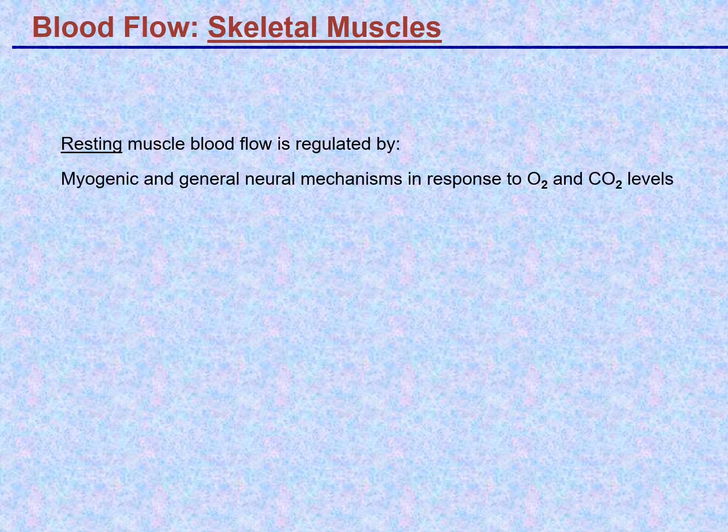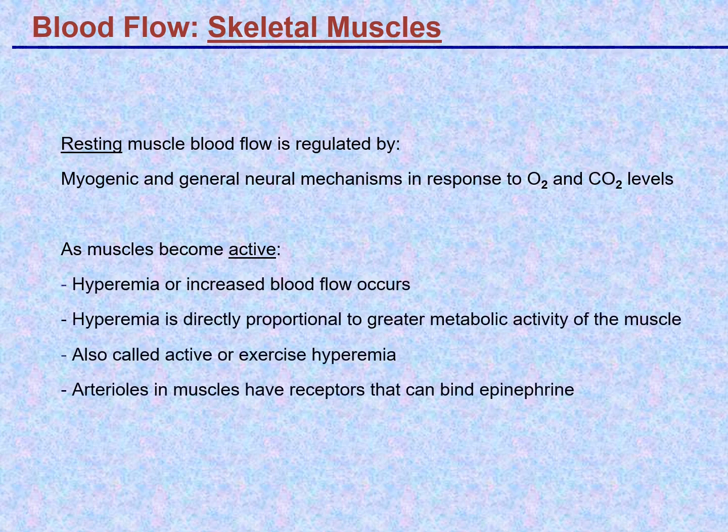All right, the first organ systems we'll look at are skeletal muscles. Now, in resting muscle, all of the different skeletal muscles together do form a large part of the body mass. Blood flow into that resting muscle tissue is regulated by myogenic mechanisms and general neural mechanisms that respond to the O2 and CO2 levels in the tissue.